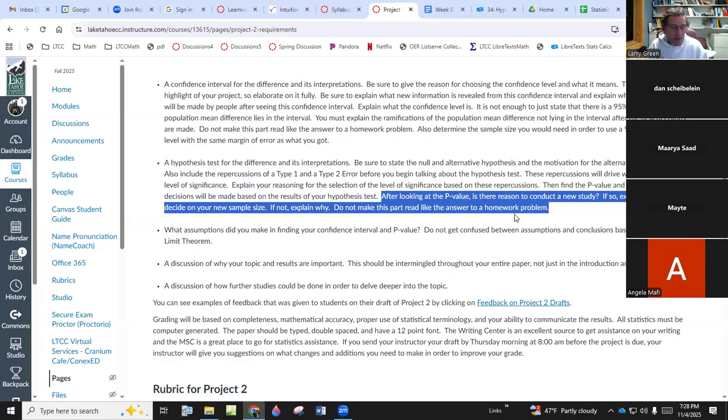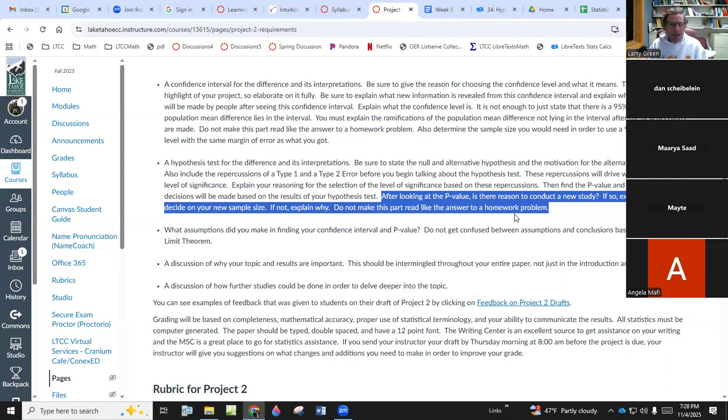If the p-value is, say, 0.004, and you reject the null hypothesis, you say, I rejected it, I'm good. That's what I was hoping to do, so you wouldn't need a new study.